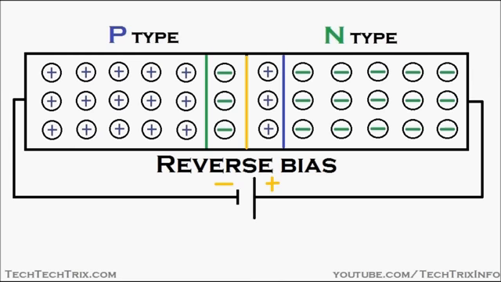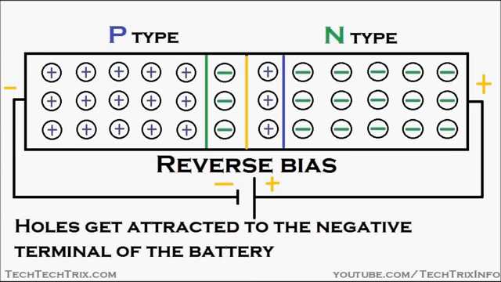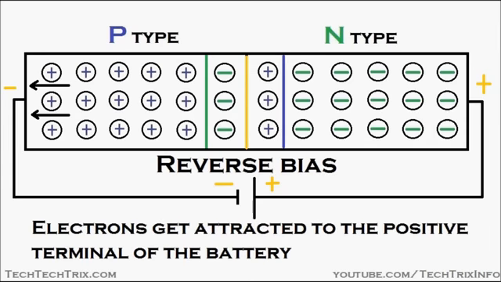Now let's see reverse bias. For reverse bias to be achieved in a PN junction semiconductor, the negative terminal of the battery is connected to the P-type semiconductor, and the positive terminal of the battery is connected to the N-type semiconductor. So holes get attracted to the negative terminal of the battery, you can see the animation there, and the electrons get attracted towards the positive terminal of the battery, as per the animation.